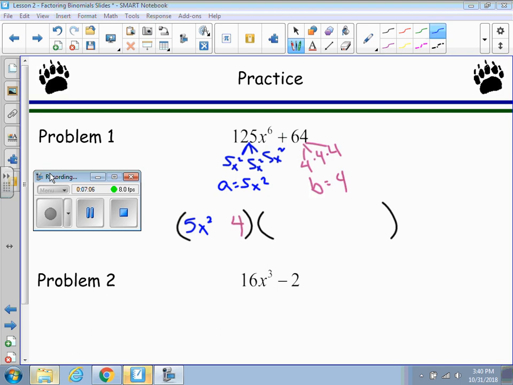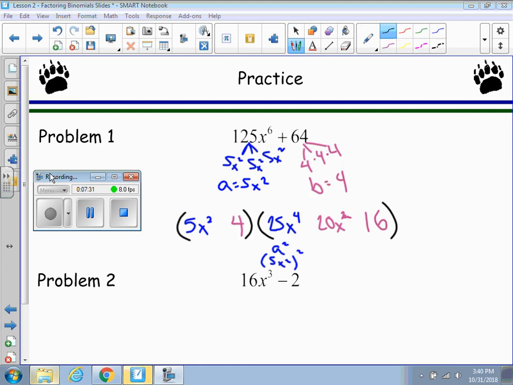So a, b, a squared. Now this gets a little bit tougher because you have to remember it's 5x squared, squared. So that means 5x squared times 5x squared, which becomes 25x to the 4th. Be careful on that. A times b, we're doing 5x squared times 4 to get 20x squared. And then b squared is 4 squared, and 4 squared is 16.